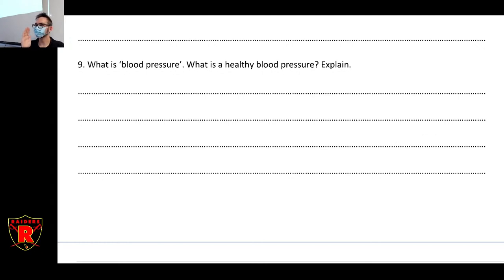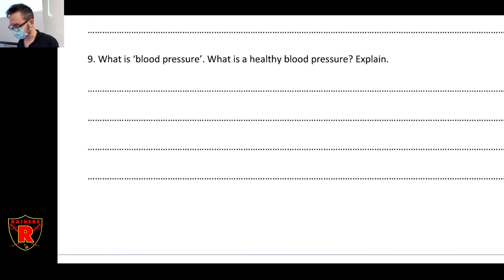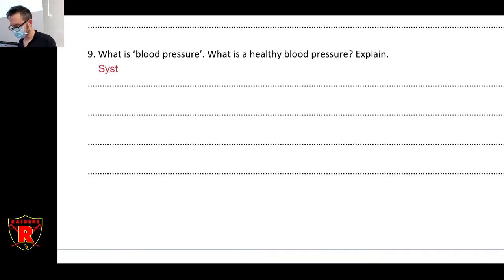And then you keep waiting for it to go down and down. And then when you can't hear it anymore, that's your diastolic pressure. That's the lowest pressure in your circulatory system, and you're on your arterial side anyway. So there's two that are being measured there. One, the systolic pressure. It's the number on top in a blood pressure measurement.